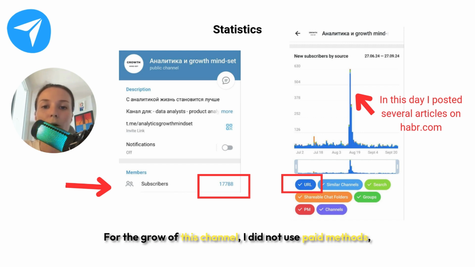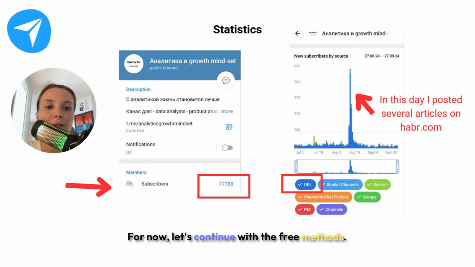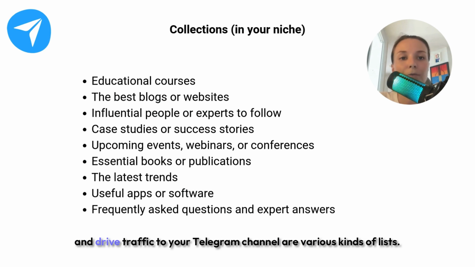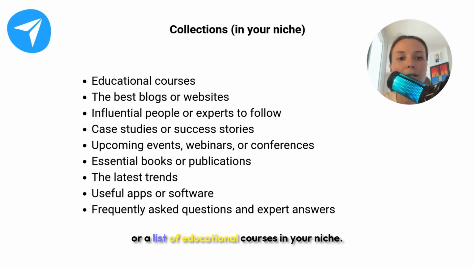For the growth of this channel, I did not use paid methods, but I have used them for other channels, which I will discuss later. For now, let's continue with the free methods. Among the articles that get a lot of views and drive traffic to your Telegram channel are various kinds of lists. For example, a list of tools in your niche or a list of educational courses in your niche.